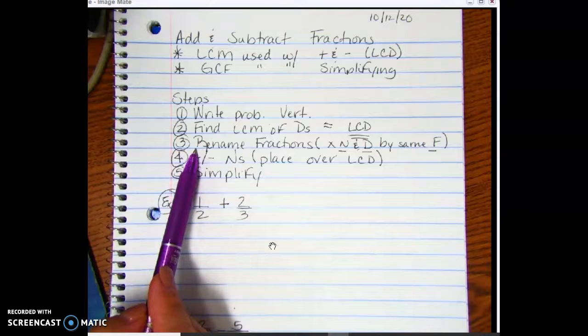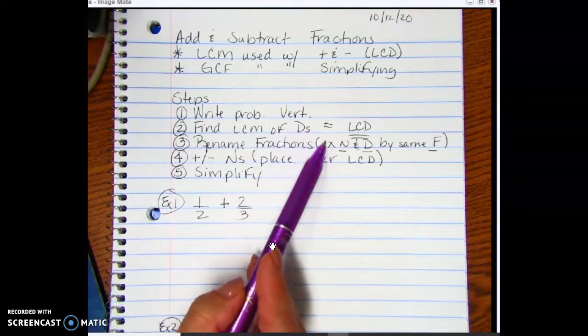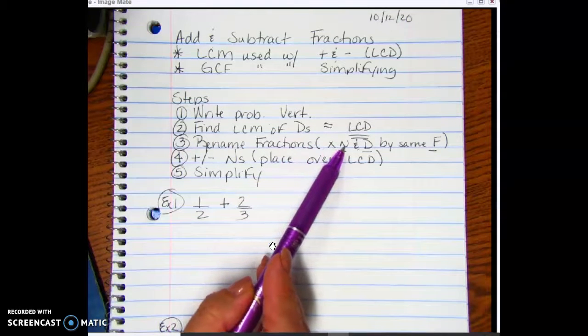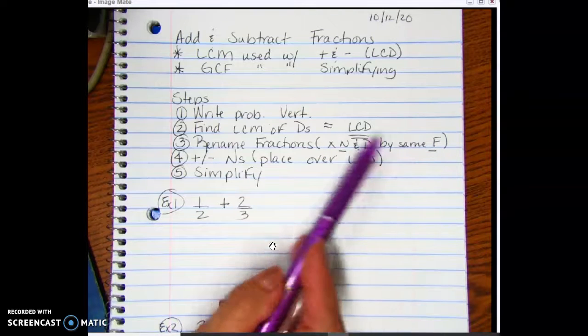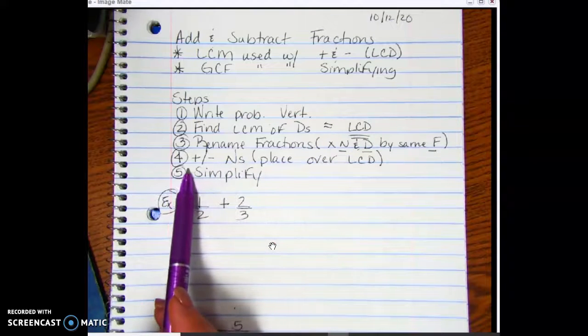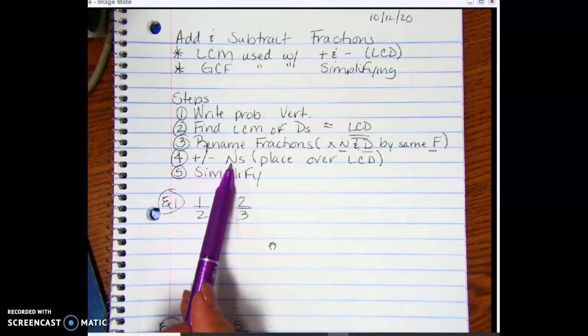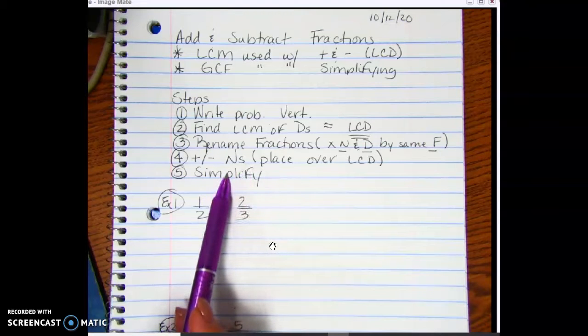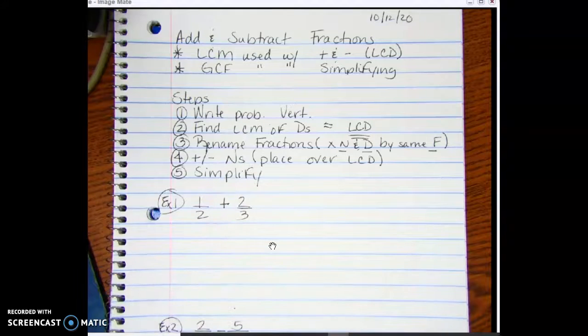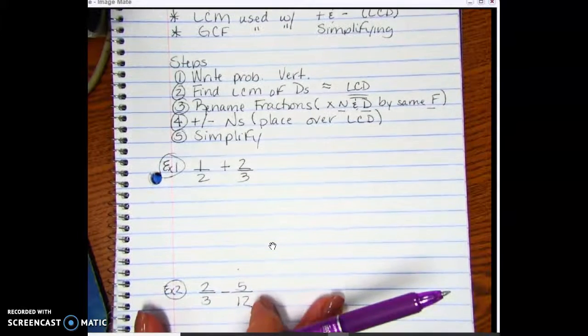Step three is to rename the fractions. How do we do that? Well, we multiply the numerator and denominator by the same factor. Step four is when you perform your operation of add or subtract. So we add or subtract the numerators and then place that numerator over the least common denominator. And the fifth and final step is to simplify. You might not always need to simplify, but you need to be on the lookout for that. We need to be sleuths.